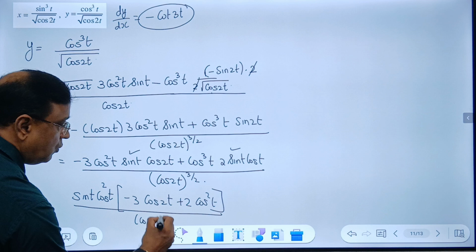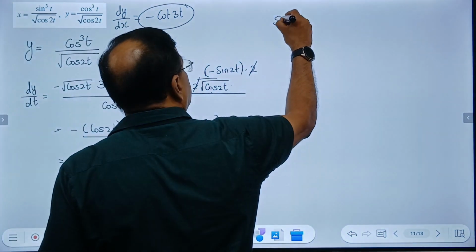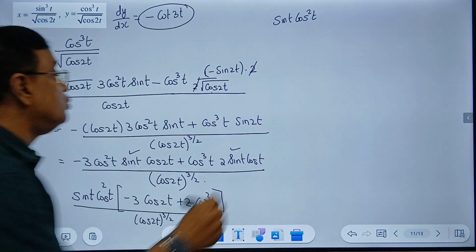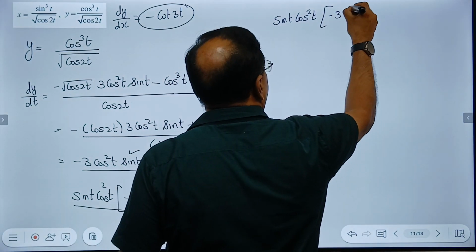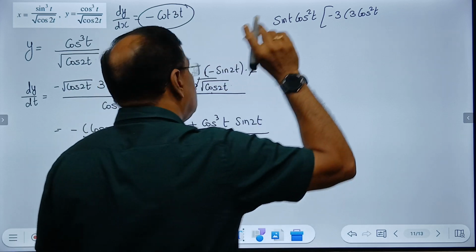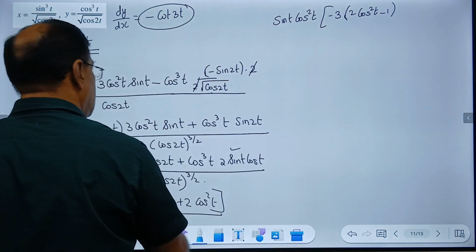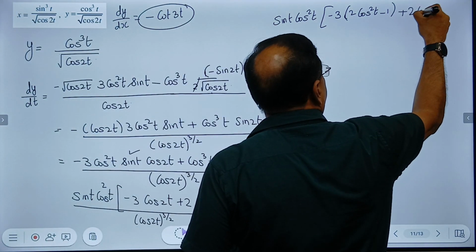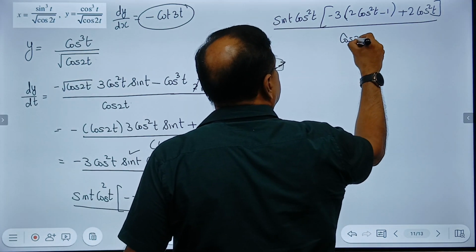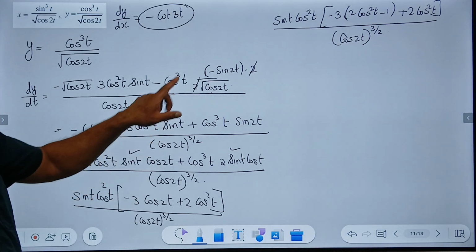Cos 2t whole power 3 by 2. Now what you do? This is sin t, numerator is cos square t. I write this cos 2t in terms of cos: 2 cos square t minus 1, plus 2 cos square t, divided by cos 2t the whole power 3 by 2. So I just wrote cos 2t as 2 cos square t minus 1.